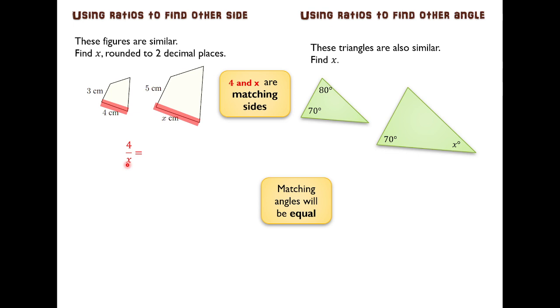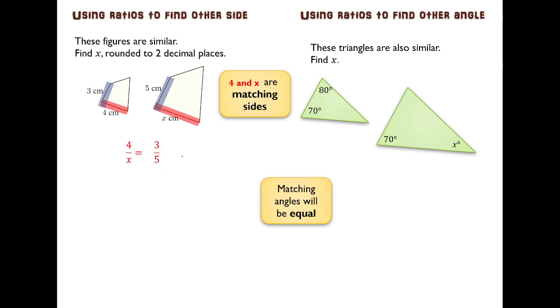Now you might see that I've chosen to put the left shape, the small shape, on the top. It is important to be consistent. You could have picked the other way, x over 4. That's fine, as long as you're consistent. I chose to put the small shape on the top, so I'll have to do the same on the other side. When we pick another pair of matching sides, is there another pair here? Yes, 3 and 5. So 3 divided by 5.